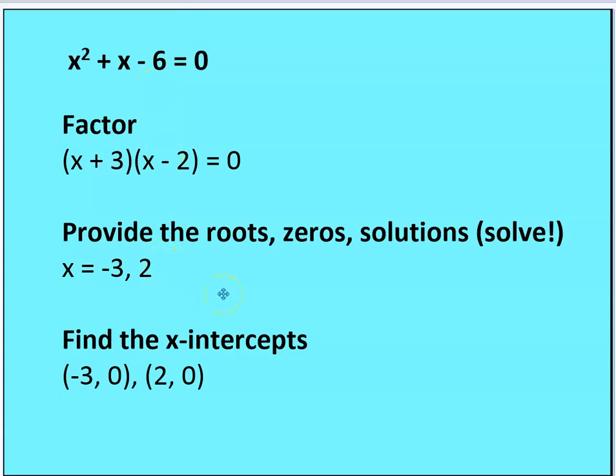If I ask you to provide the roots, zeros, or solutions, you're providing the values of x that make the quadratic equal to 0. So we're looking for the values of x on the x-axis where the graph crosses the x-axis. Finding the x-intercepts means finding the coordinates where the graph crosses the x-axis. We can use either the process of finding the roots, zeros, or solutions, or factoring to find the x-intercepts. It's very important to understand these distinctions, so know the difference between these three.